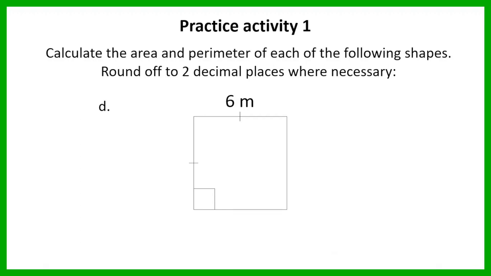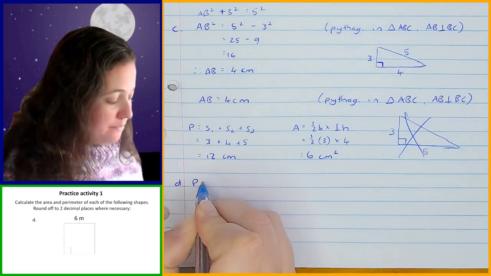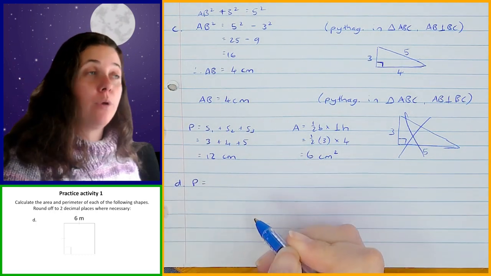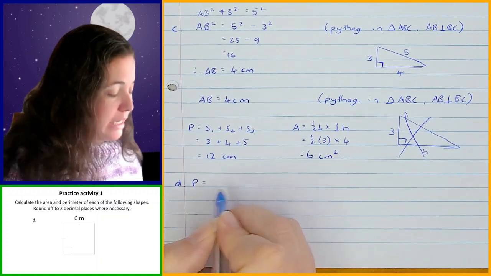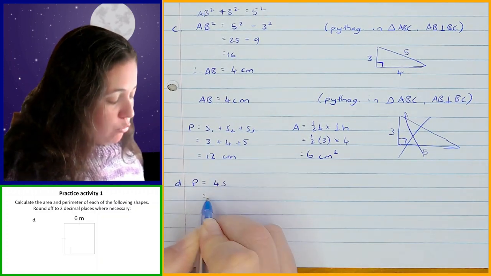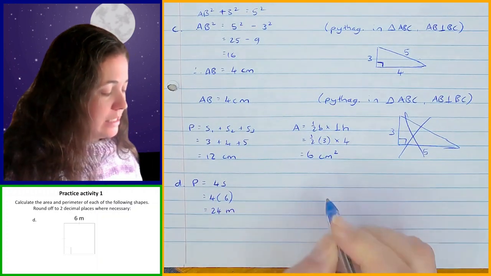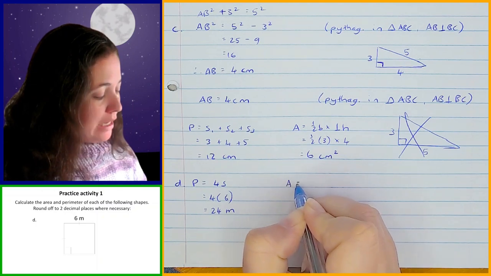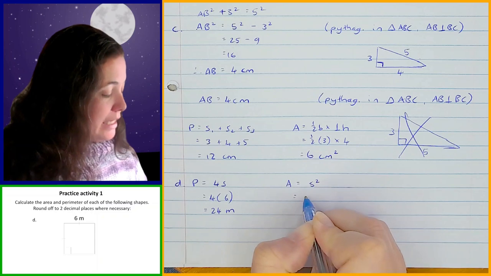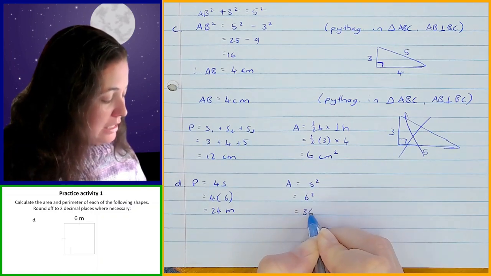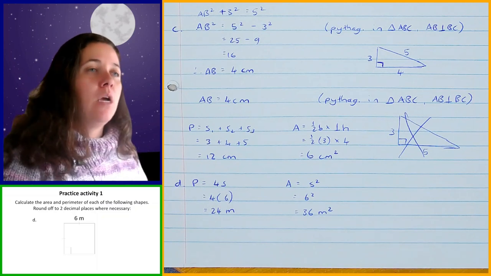Okay, so let's go through that example. First of all, for our perimeter, because it's a square, we can just multiply the length of the side by 4 because all the sides are going to be the same. So it's 4s, which is 4 times 6, and that gives us 24 meters. So that's your perimeter. Then your area is side times side, or side squared, and that is 6 squared, which is 36 meters squared. So that's what you should have got for question D. Question E.